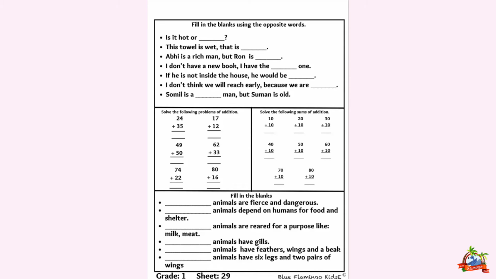नेक्स्ट क्वेश्चन में भी आपको एडिशन करना है बट विथ 10. हर नंबर को 10 से ऐड करना है. 10 प्लस 10, 20. 20 प्लस 10, 30. 30 प्लस 10, 40. 40 प्लस 10, 50. 50 plus 10, 60. So in this way you will add these sums.